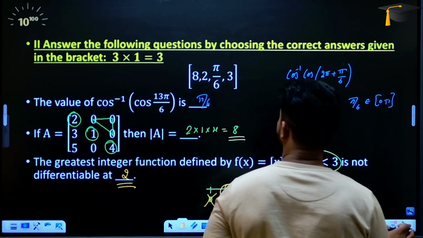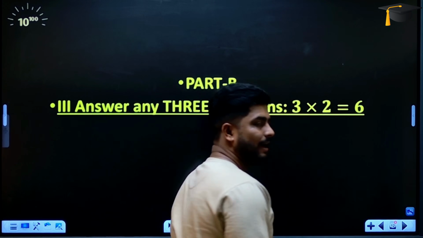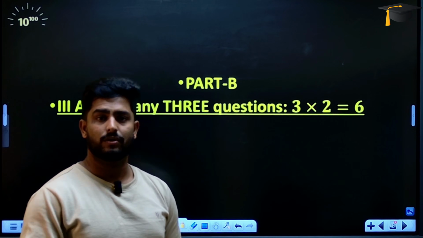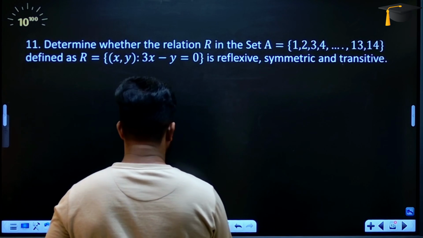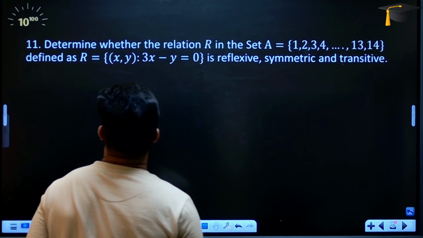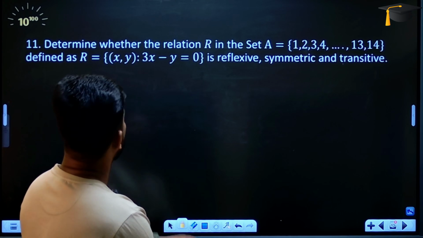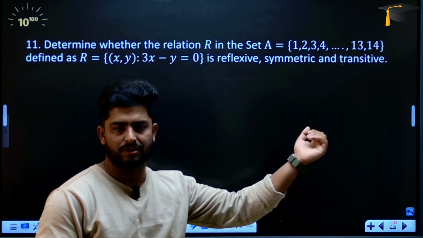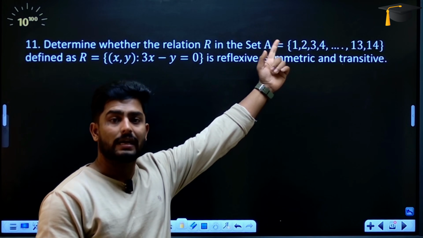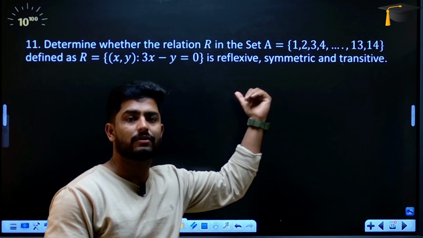Next, 2 marks. So here we will have 5 questions. Out of 5, you have to write only 3. Okay, so first question. Determine whether the relation R in the set 1 to 14 is reflexive, symmetric and transitive. The relation is given and the set is also given, so we have to write the relation first.